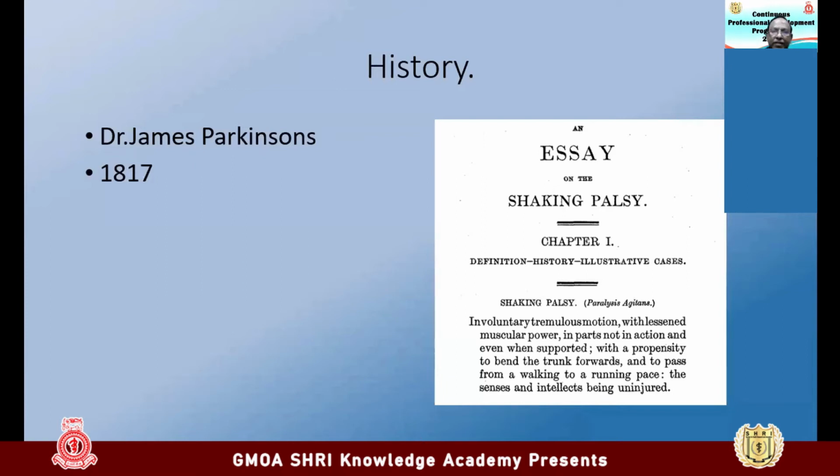If you have seen a Parkinson's patient, they have a very stooped posture. That is what he describes, and from walking to running pace, and sense and intellect being uninjured. That means the patient's memory and other things are not affected, which is not true. But even though this was 204 years ago, according to his description, the majority of his features are still valid.